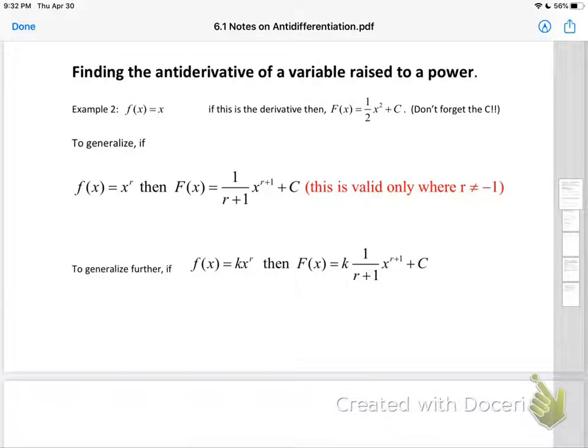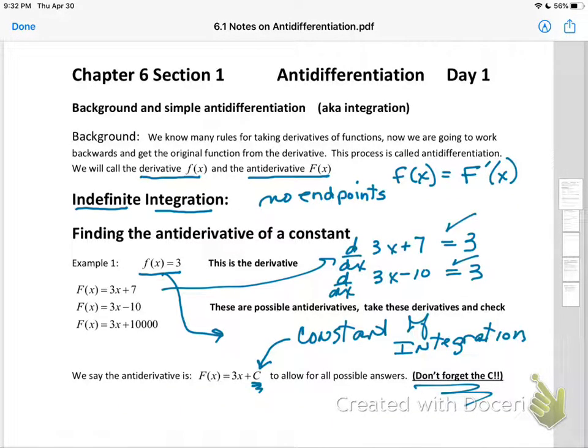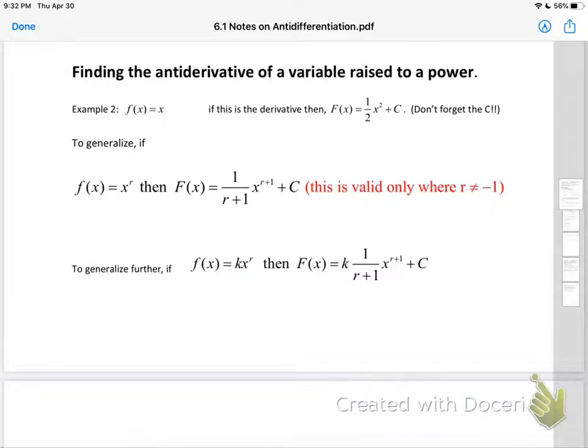As I said before, we have many rules for taking derivatives. Well, there are many rules for taking antiderivatives. The first one we're going to talk about is finding the antiderivative of a variable raised to a power. Let me go back for 1 second, because really this is our second rule. We've now figured out how to find the antiderivative of a constant, just by adding the variable to that constant and adding a C. So now this is our second category: finding the antiderivative of a variable raised to a power.